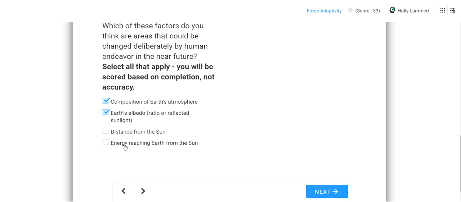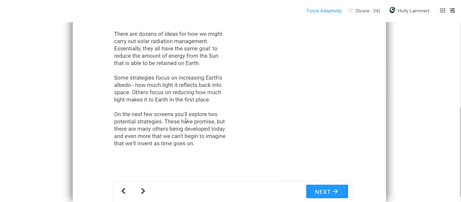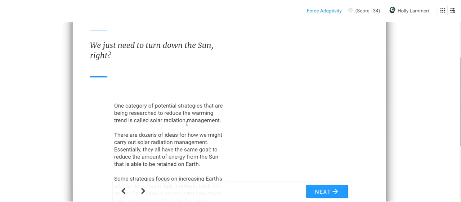It's hard to affect how much energy reaches the Earth from the sun, and we can't really change the distance from the sun. Oh, I guess maybe we could. We could change the energy reaching the Earth from the sun. And that is a lot based on these 2 first factors. So if we reduce the energy input, we need to just turn down the sun, right?